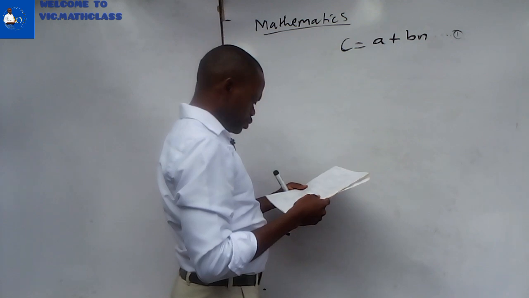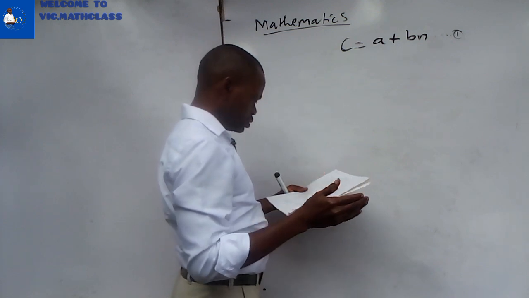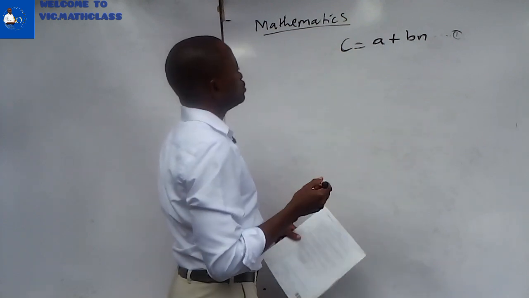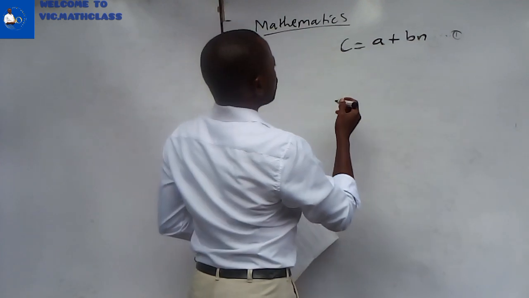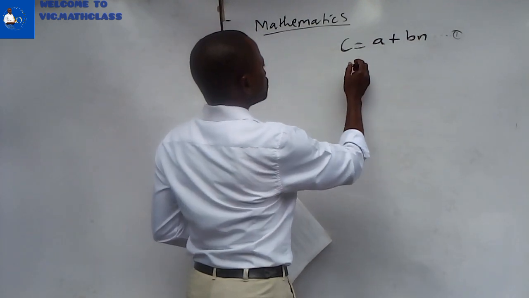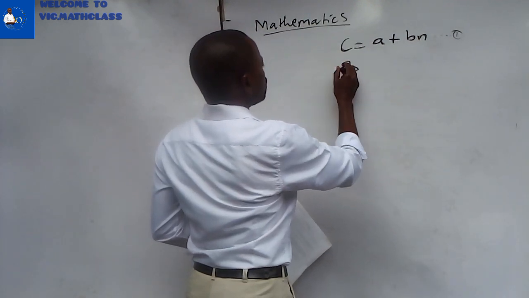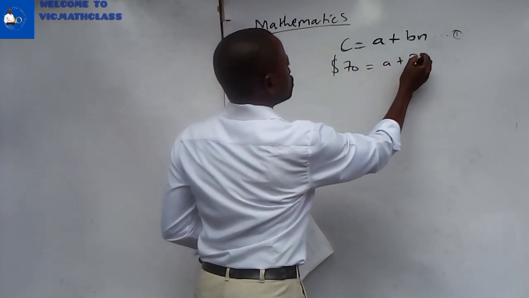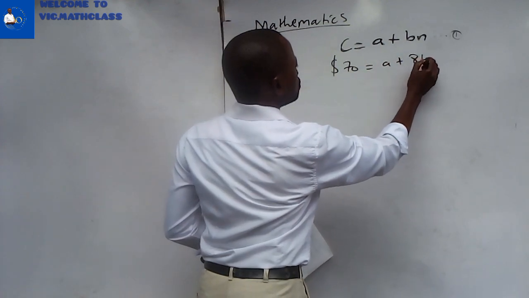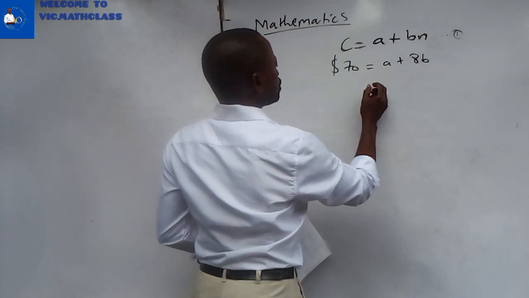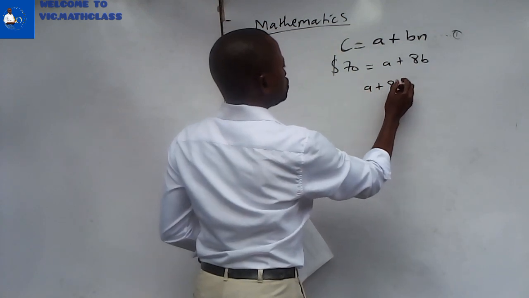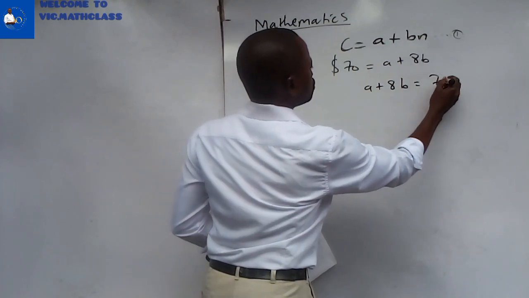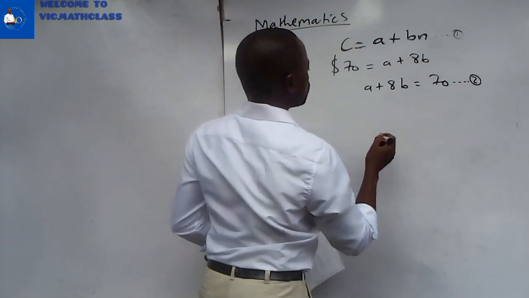By the information given to us here, 8 students take $70. So I can say that $70 equals A plus 8B, which I can rewrite as A plus 8B equals 70. I call it equation 2.